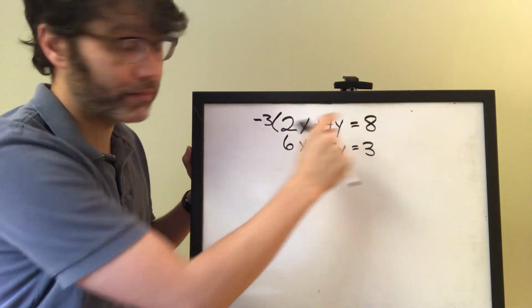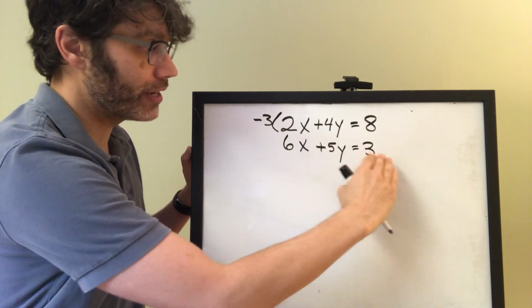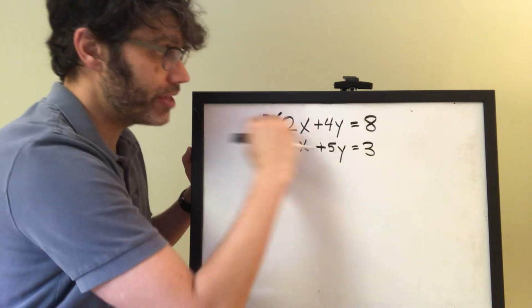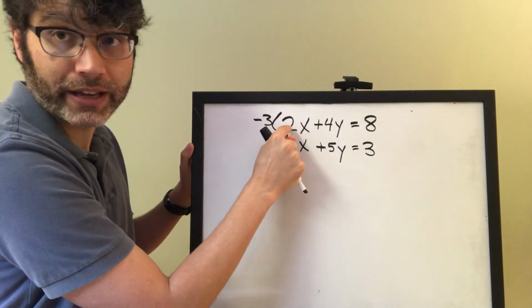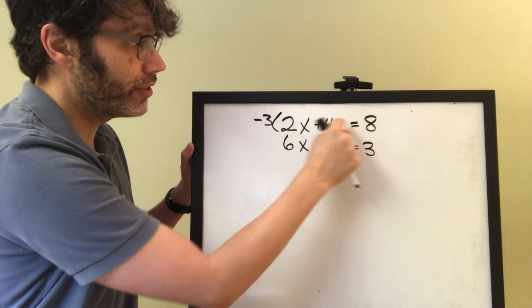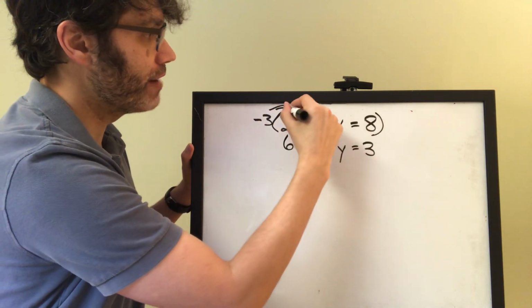Now, here's the thing. If you multiply one thing in an equation, you need to multiply every other term in that same equation by whatever that factor is. You don't need to worry about the other equation. You just need to worry about this equation. If you're multiplying this equation by negative 3, you need to multiply every single thing in this equation by negative 3. So we need to distribute this over everything.